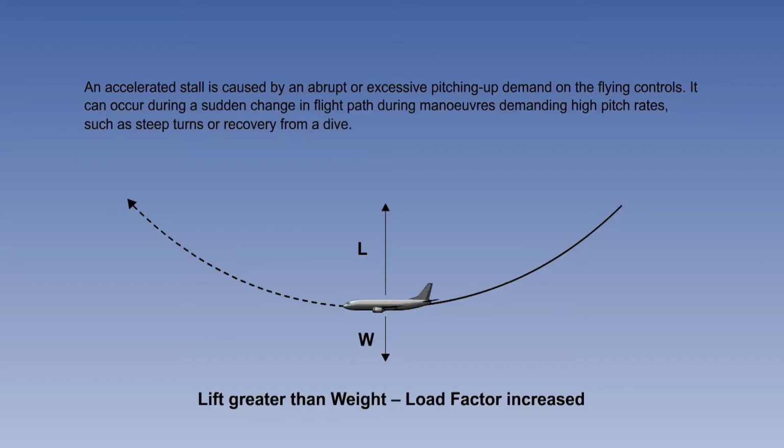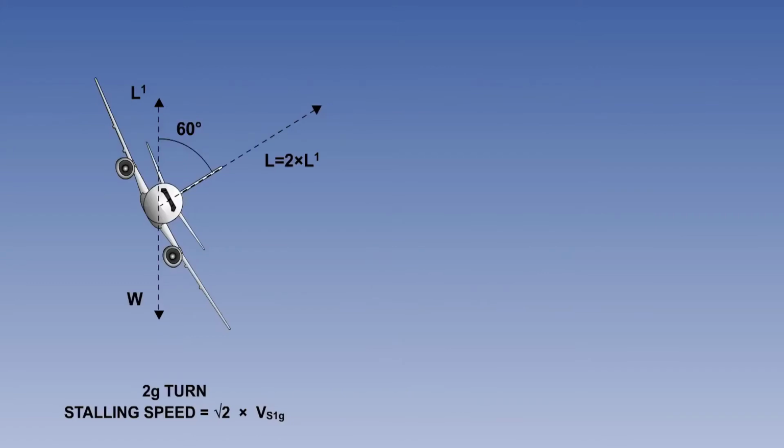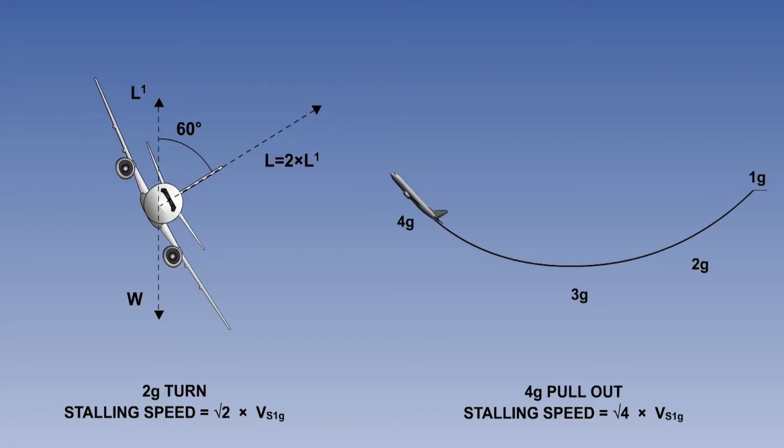An accelerated stall is usually more sudden than a 1G stall, the first sign usually being heavy airframe buffet, and may be unexpected because of the relatively high airspeed. For example, in a 2G turn, stalling speed will be 1.41 times the 1G speed, and in a 4G dive pullout, double the 1G speed, the increase being, as you have learned, proportional to the square root of the load factor.